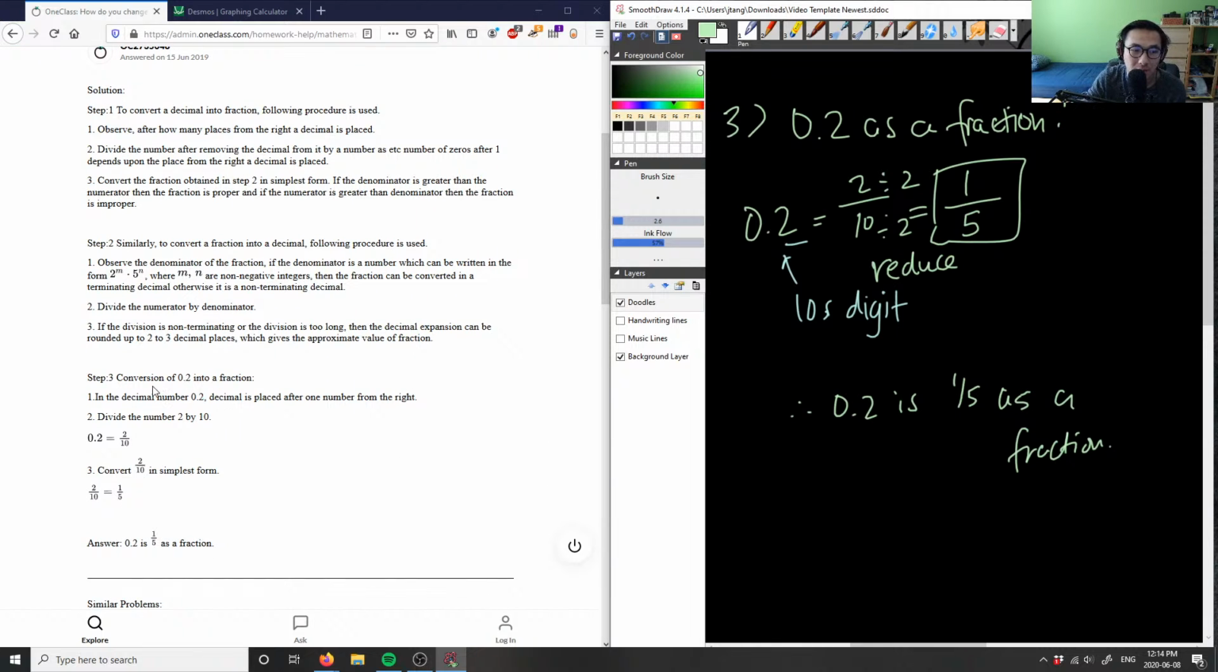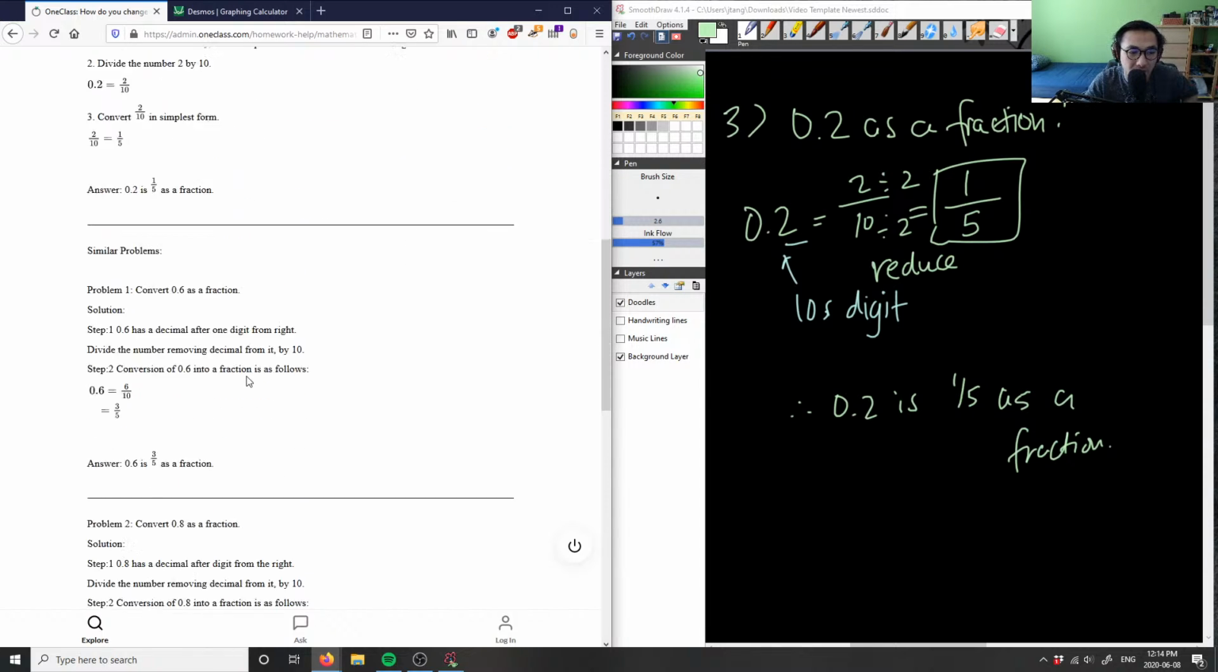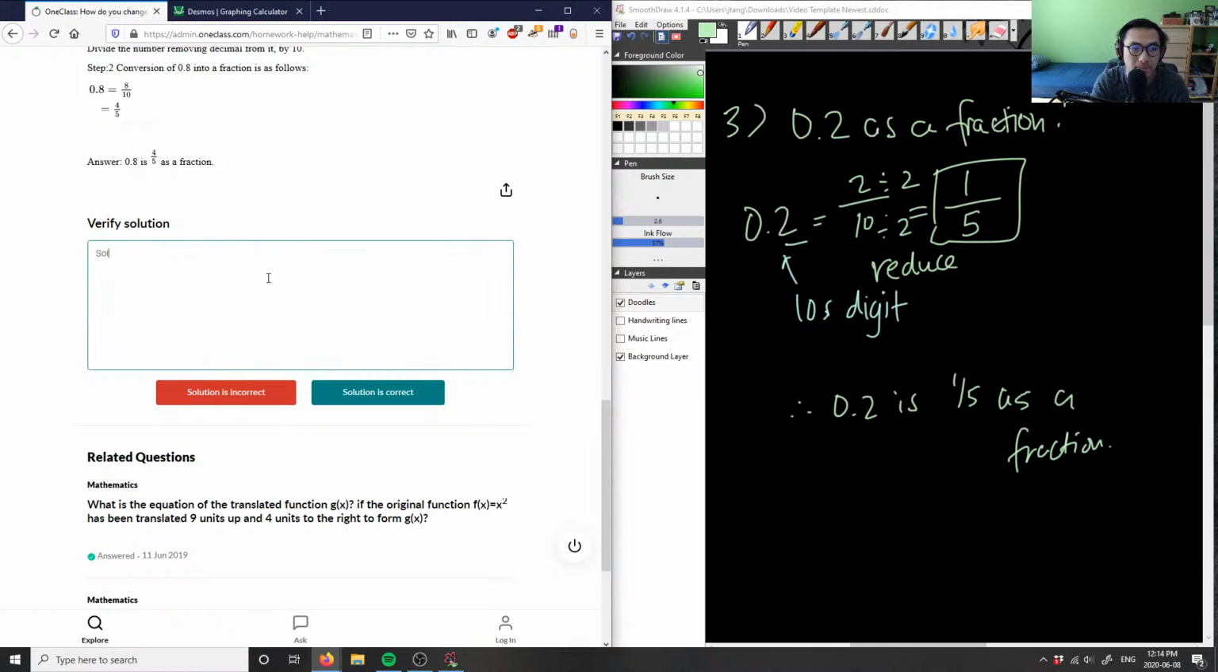So it says here, step conversion of 0.2 as a fraction. So 0.2 equals 2/10, and then they reduce to lowest terms, which is 1 over 5. So the solution here is correct.